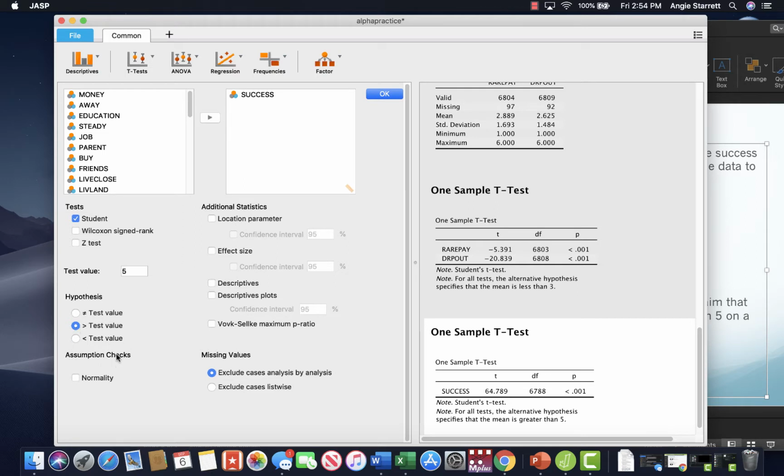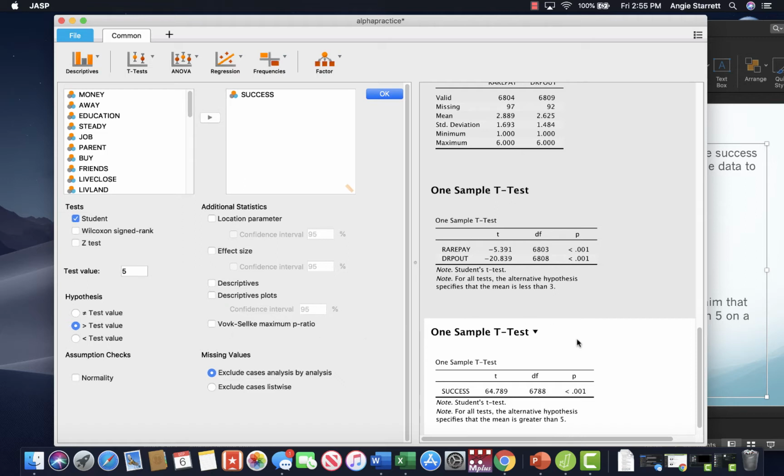We will do some assumption checks with normality, just not yet. The reason being I've given you a huge data set, and the data set's so large it's calling it normal. We don't need to do location parameter or effect size. We will talk about that next week. It becomes very important in two sample. You can always check descriptives if you want, but I am interested in just the p-value.